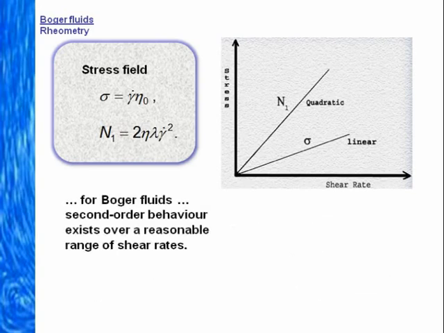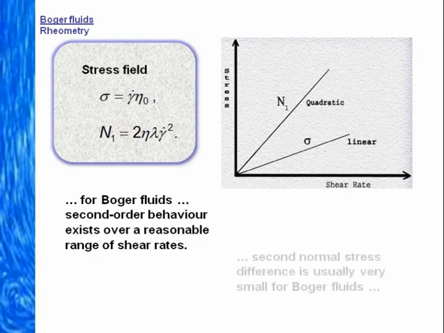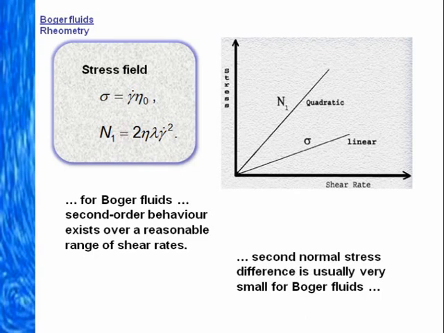David has already indicated that for Boger fluids, so-called second-order behavior exists over a reasonable range of shear rates. That is, the shear stress is a linear function of shear rate, and the normal stress differences are quadratic functions of shear rate. As it happens, the second normal stress difference is usually very small for Boger fluids and is invariably ignored.